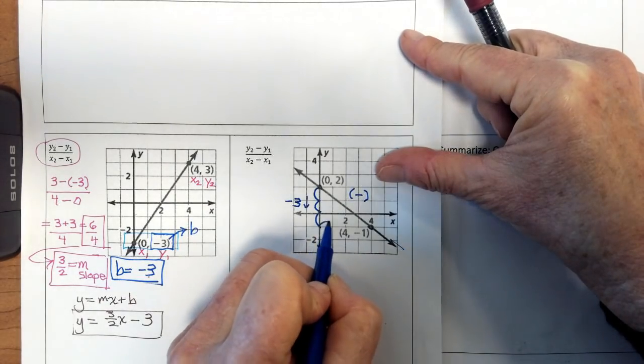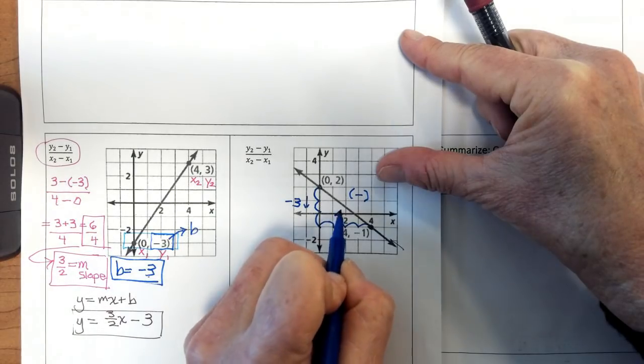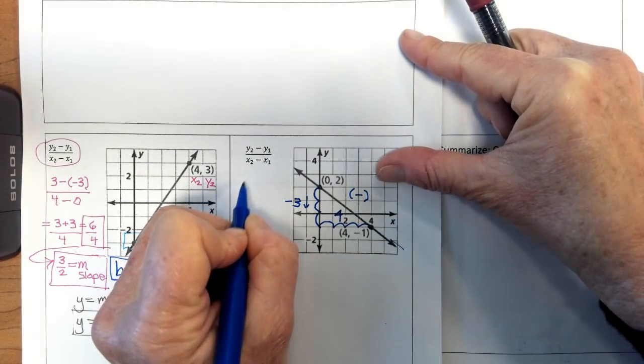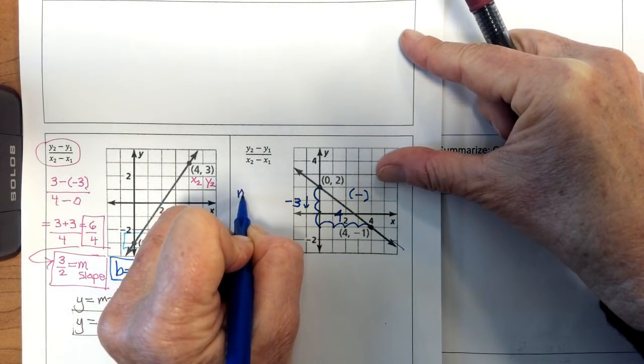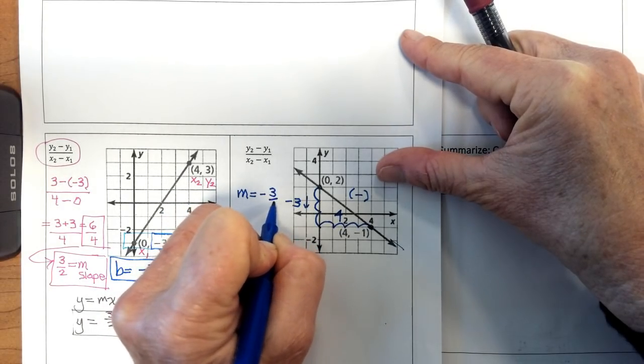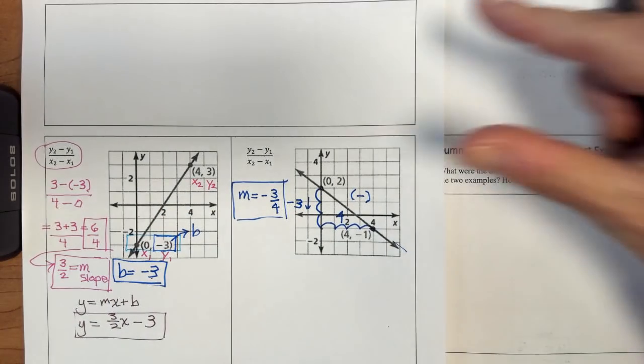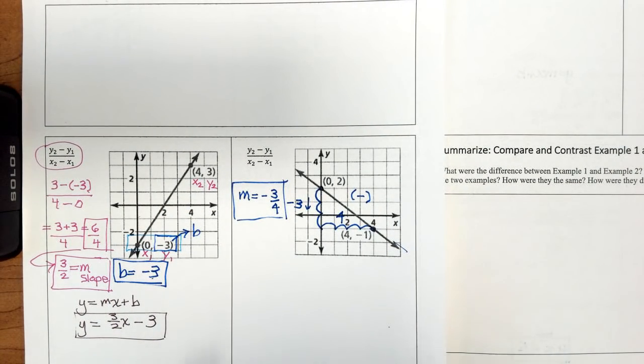And now from this point, I'm going to count over on the x. What did I count? I counted 4. Therefore, I'm able to get my slope, m, is equal to negative 3 over 4. So again, I used my graph, and you could do it one or two ways. It doesn't matter, whichever way you find is easier.